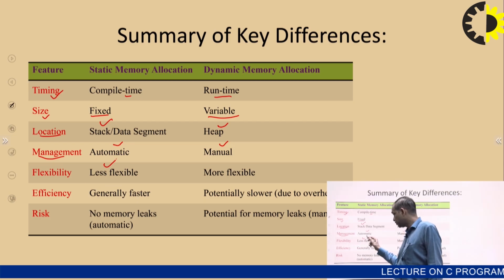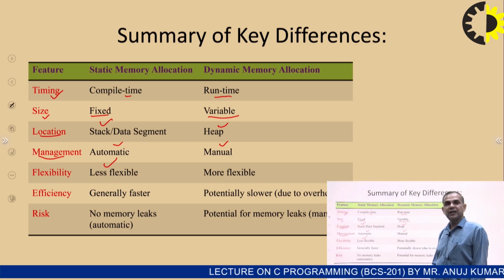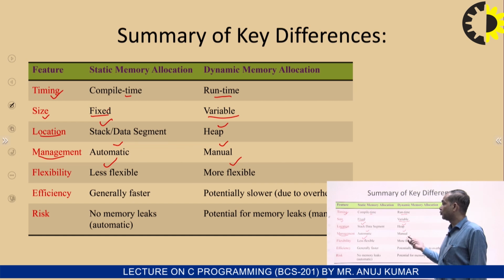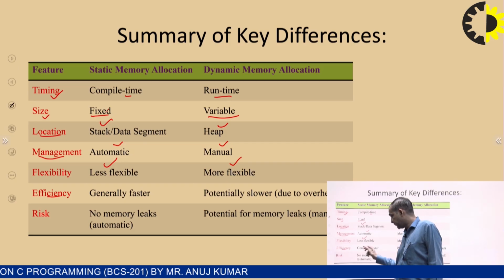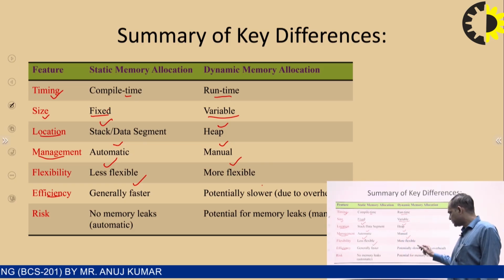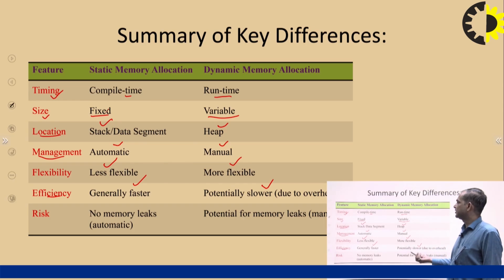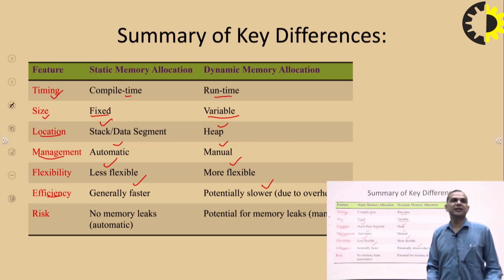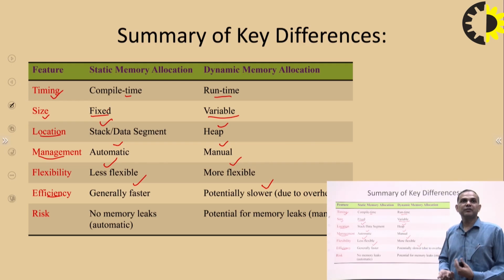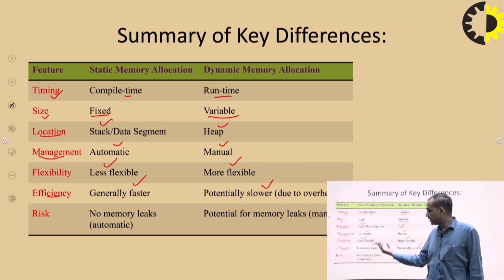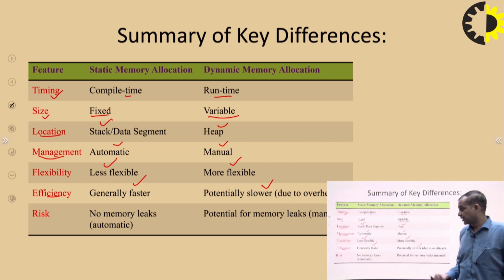Flexibility: static provides less flexibility because we cannot change the size of the variable's elements. Dynamic provides more flexibility in comparison to static memory. Efficiency: static is faster, but dynamic is somewhat slower. Simply, in static the size is fixed, so once we declare the size we cannot change it, so it moves faster. Here again and again we have to change the size, so it takes some time. So compared to static memory allocation, dynamic memory allocation is slower. Then what is the risk?